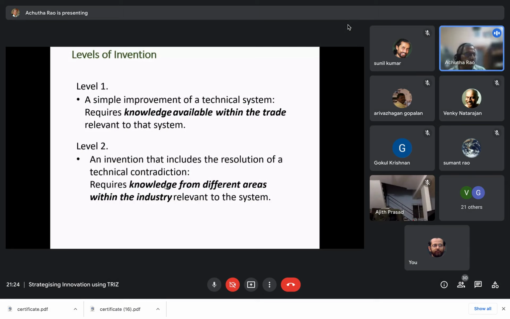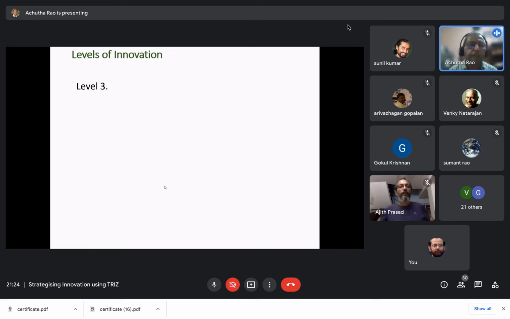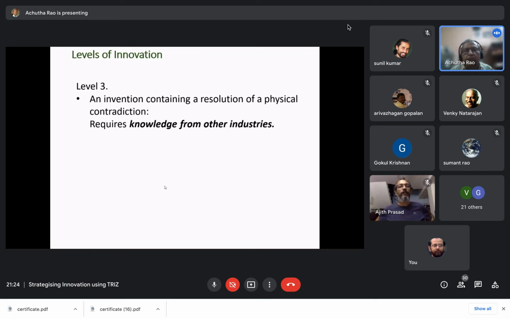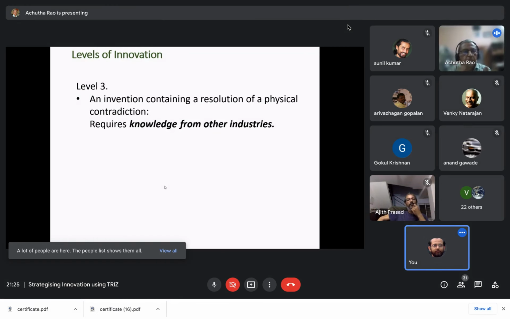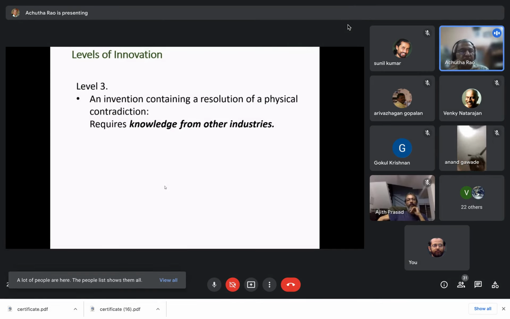That means I go beyond. Maybe I will see how Ferrari is doing, or how Toyota is doing, or how Tesla is doing, something like that. So I still look for knowledge within my industry domain. So that is the second level of innovation that is possible. The third level is where we are doing an invention containing a resolution of a physical contradiction. A physical contradiction is tougher to resolve. So you require knowledge from other industries or other domains. You cannot resolve it with the knowledge within the domain industry.